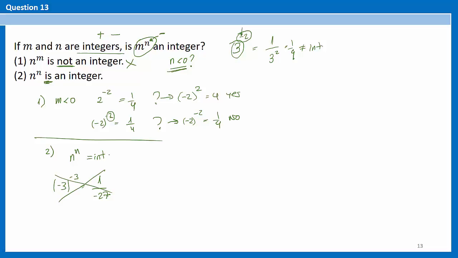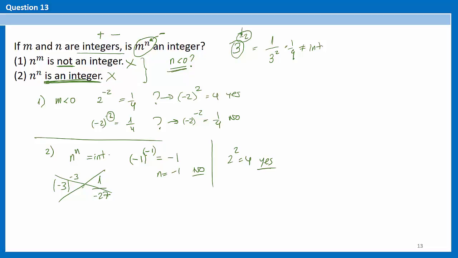But I can try negative 1 to the power negative 1. Now this number is negative 1. And it makes the statement true because it is an integer. But n being negative 1 in the question answers no. And then you could try another number, for example 2 squared, which is 4, and it answers yes, okay, to the question. So you have two answers, not sufficient.